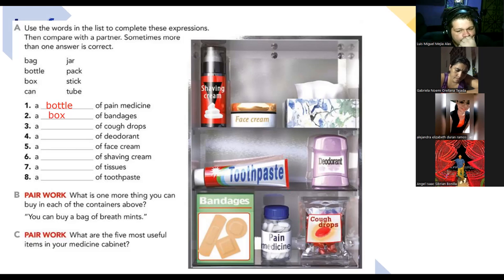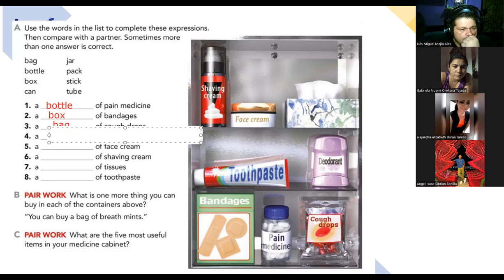What about cough drops? Oh, very good. Yes, you see? There you got it. Okay, so you say a bag of cough drops. What about deodorant? It's a stick. Stick. Oh, very good, right? Stick. Letter S. Yeah, there we go. A stick of deodorant. Yes? A stick of deodorant.